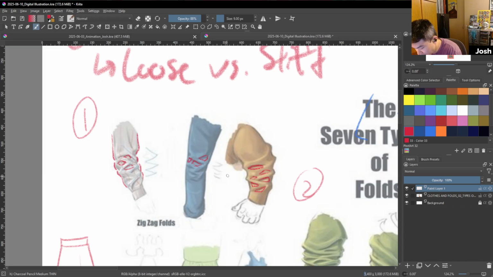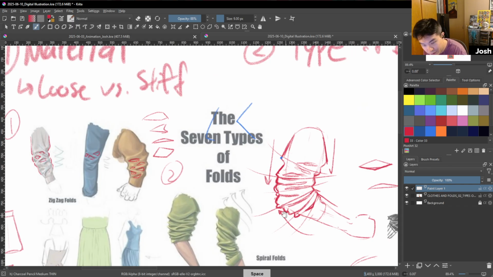So when you draw these diamond shapes, you can do some that are like this, you can do some that are maybe like this, you can do this, you can do like this. You can really vary up the sizes and the shape of them so it feels random. That's why I do the silhouette first, and then I figure out where I should place the folds, and then I throw in some of the diamond folds.